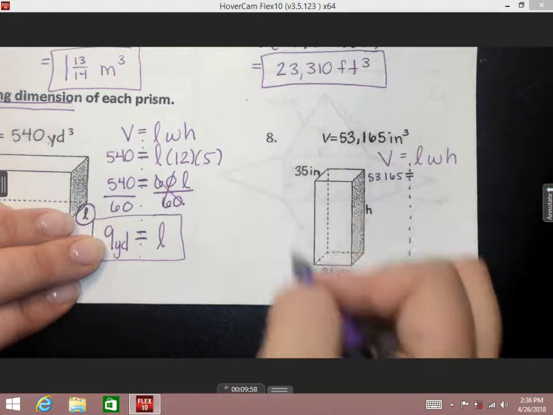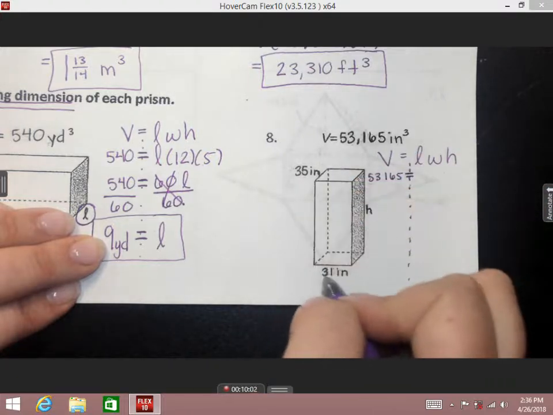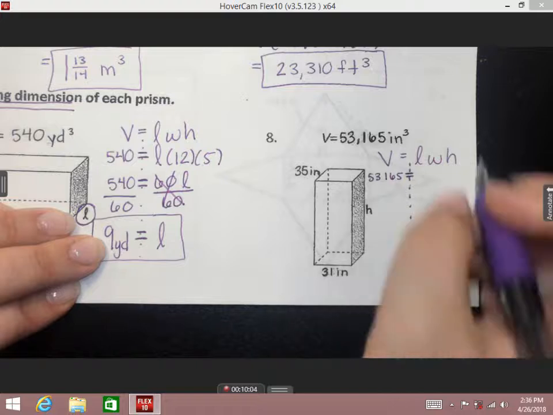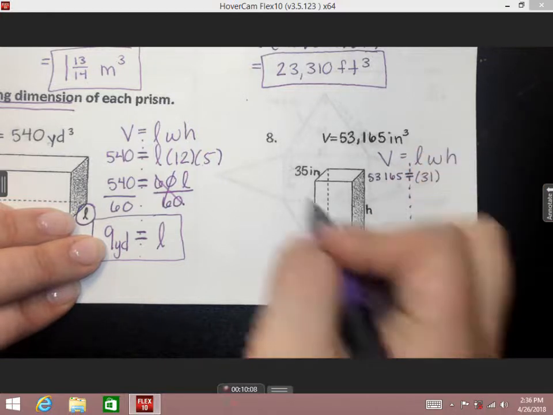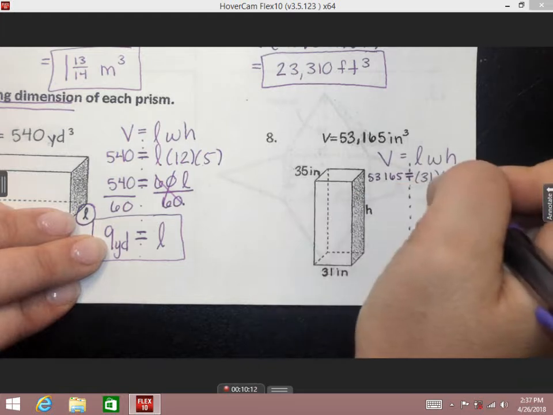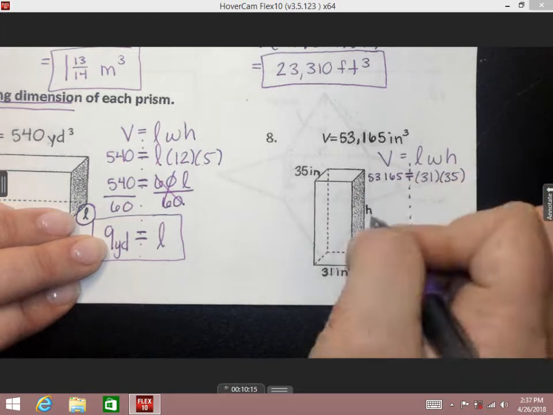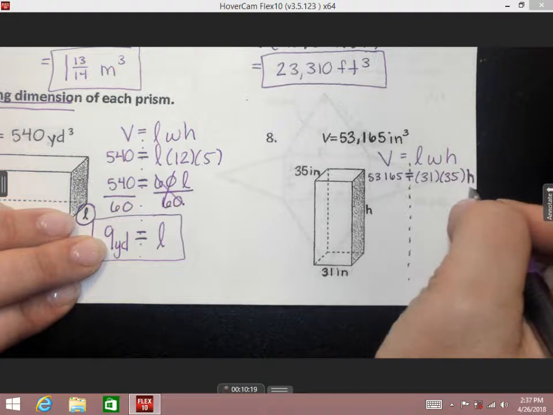The length. Nothing is left as an L, so I can pick which number I want to use as the length. I'm going to use 31. If you use 35, it would not change our answer. Since I used 31 there, I have to use 35 now as my width. And it does give me the letter H, so that's just going to stay there, which means I'm missing my height.